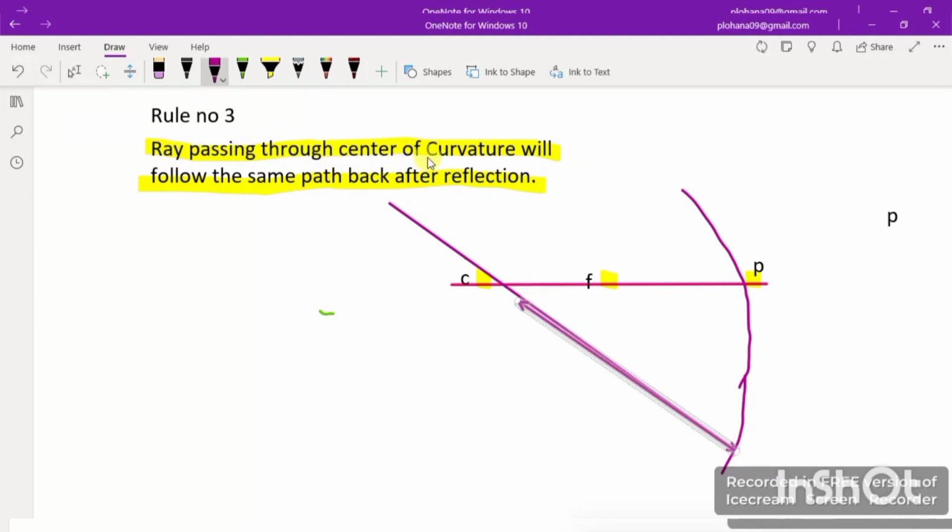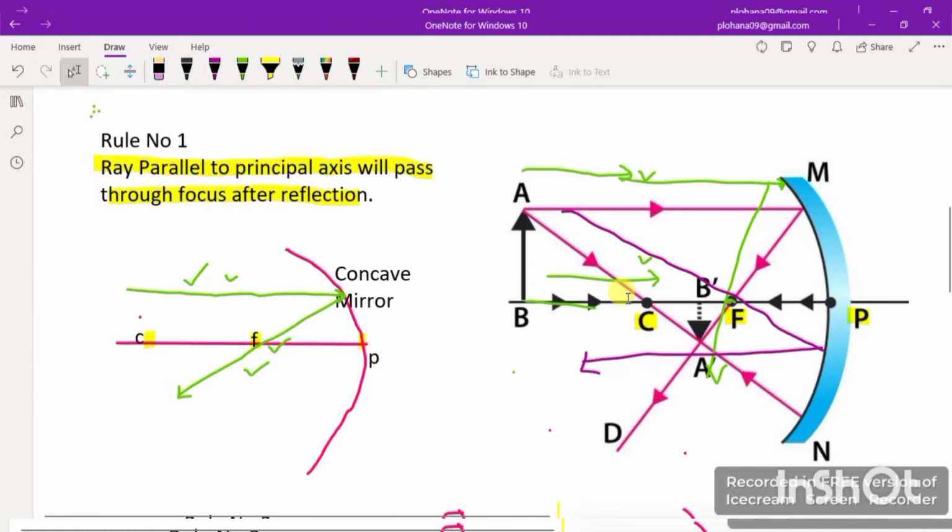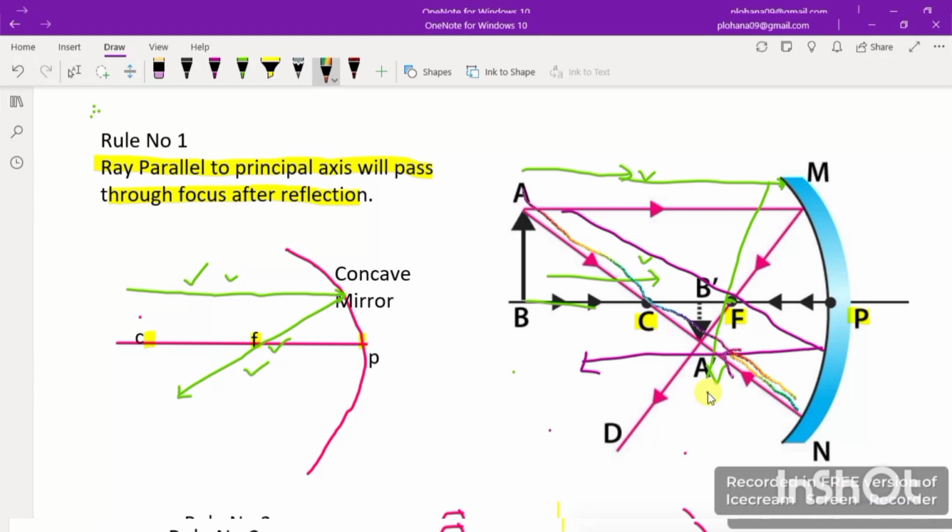A ray passing through the center of curvature will follow the same path back after reflection. So let's check this rule in the diagram. As you can see here with the pink color, we have made it pass through C, the center of curvature, then it is following the same path, right? So this was basically rule number 3.